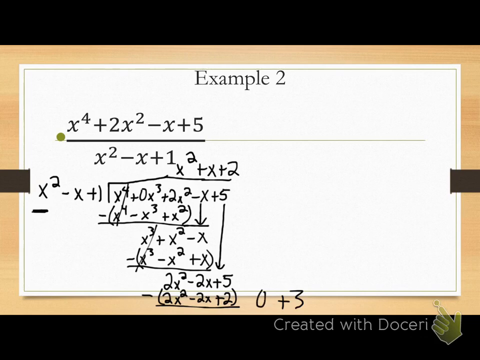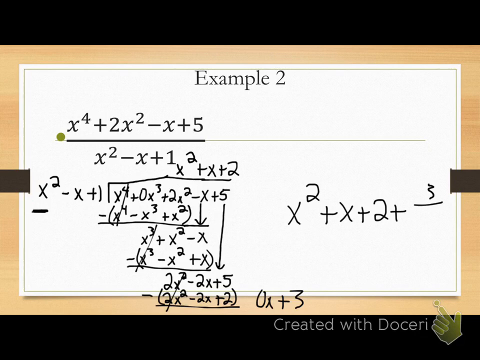0x. The 2x squareds cancel out. Do I have anything else to bring down? No. So why do we do 0x? That's just in case we needed to continue it out further. Since I don't, I really don't need that 0x. So what's my answer here? x squared plus x plus 2 and then 3 over x squared minus x plus 1.